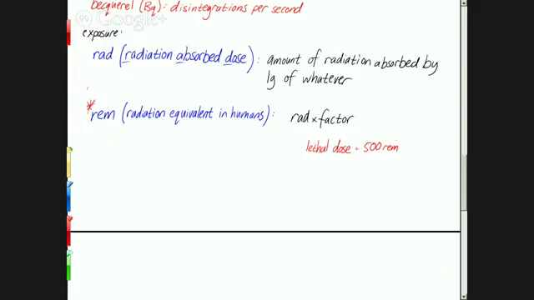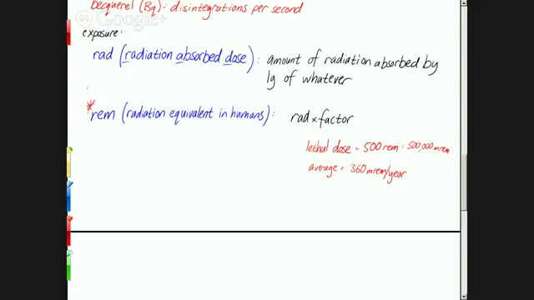The average that we're all exposed to is around 360 millirem per year. Remember that's millirem. So 500 rem is 500,000 millirem, and the average for people is about 360 millirem per year.